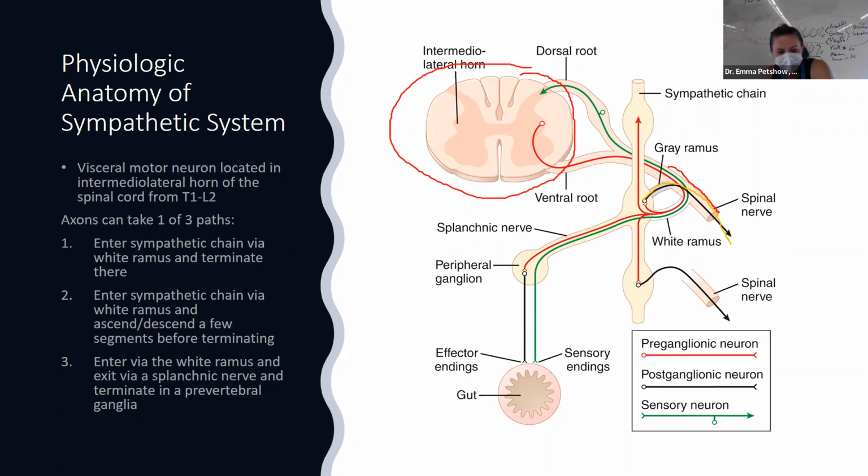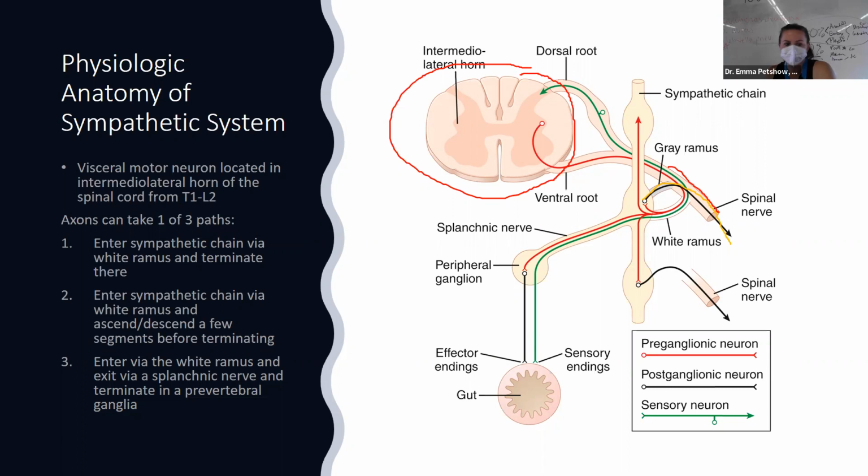Sorry, I'm getting back to my color. Same pathway we started with, out of the ventral root, down through a spinal nerve. And instead of synapsing with our postganglionic, we can have it travel directly up or down the sympathetic chain here. It travels down the sympathetic chain. It can also synapse down here with a different spinal nerve at a different level. And we have a postganglionic neuron.